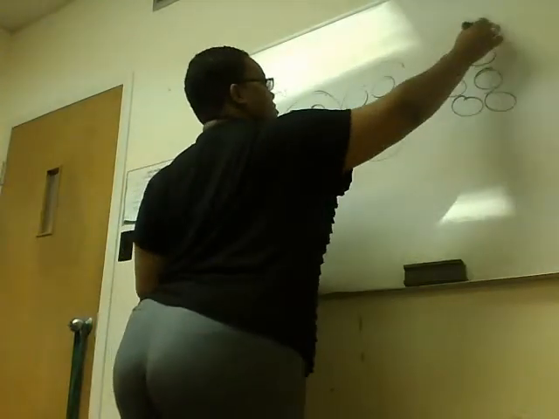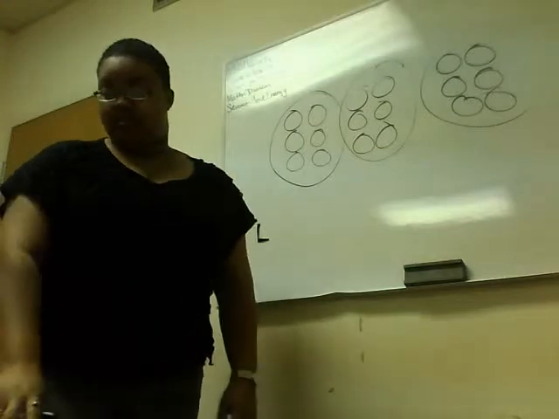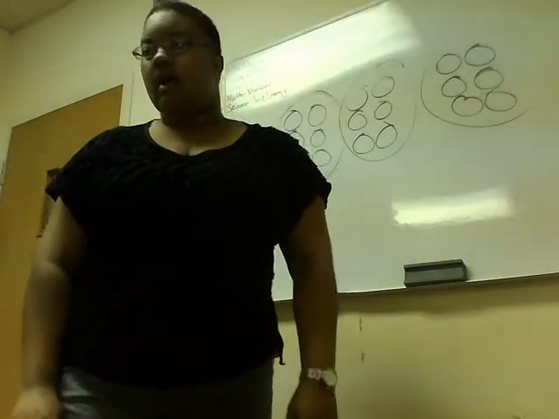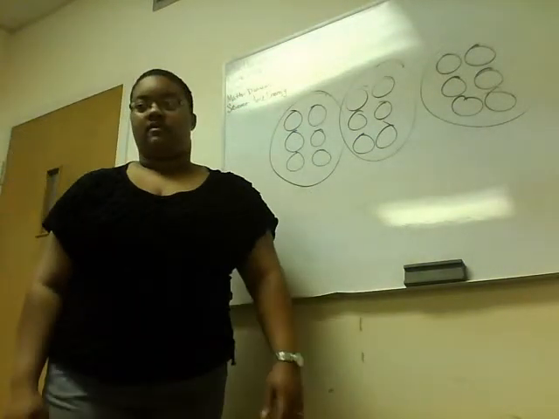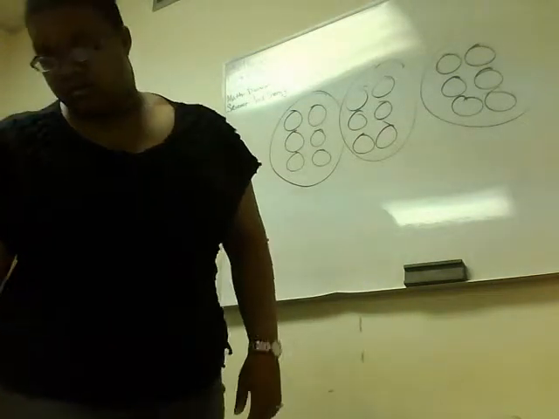So how many circles will we have? How many circles will we have? Timothy. We have 18. How many big circles will we have? Oh, 3. Good job.